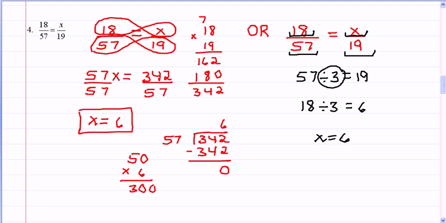So only on problems where the numbers look like cross-multiplying is going to give you a large product, like it did here, it gave us 342, and then to have to divide 342 by 57, look for tricks like this.